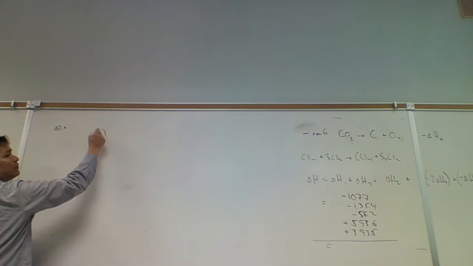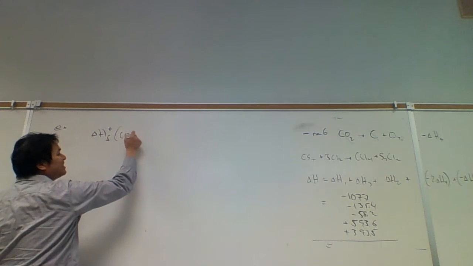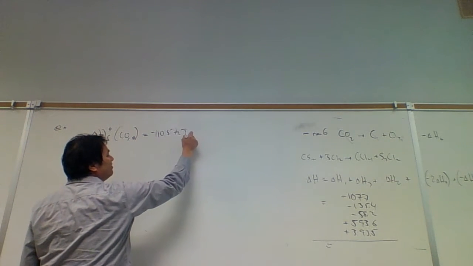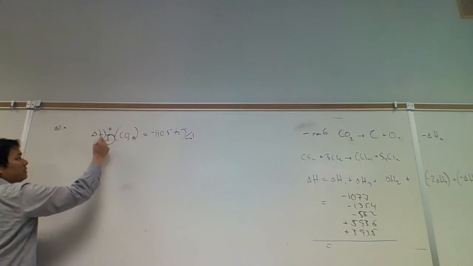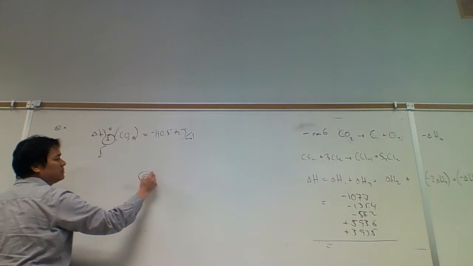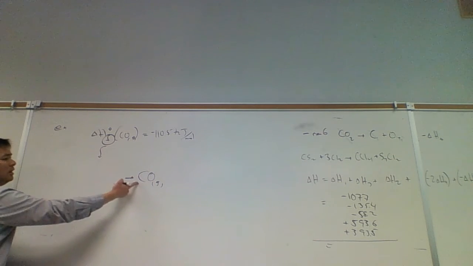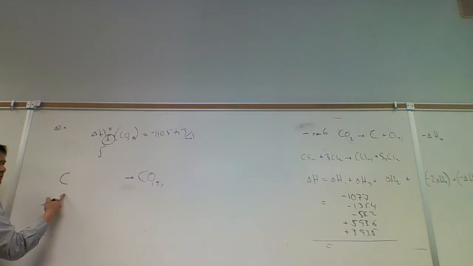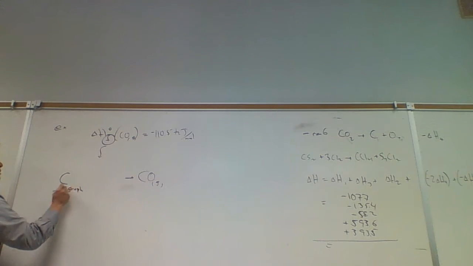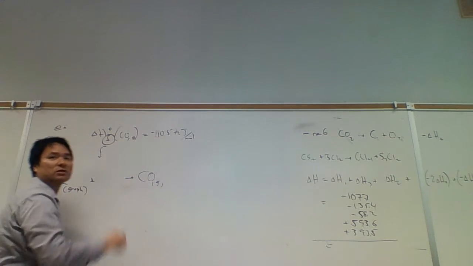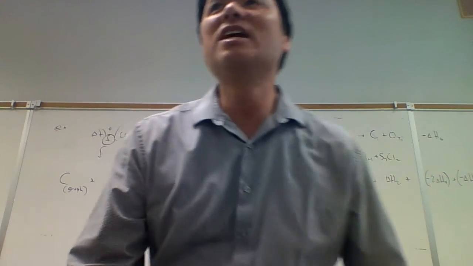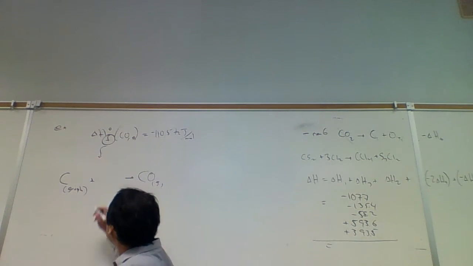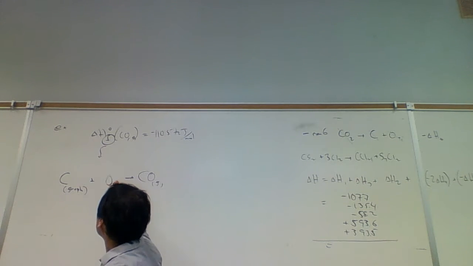CO. Delta H of formation for CO, carbon monoxide gas, is equal to minus 110.5 kilojoules per mole. The reaction that this is associated with, the formation reaction, is the formation of 1 mole of CO gas from the elements. Well, what is the standard state of carbon, the element? Is it diamond or graphite? Well, it's graphite. And so we'll have 1 mole of graphite. And what's the standard state of oxygen? Is it O or O2 gas or O3? It's O2.